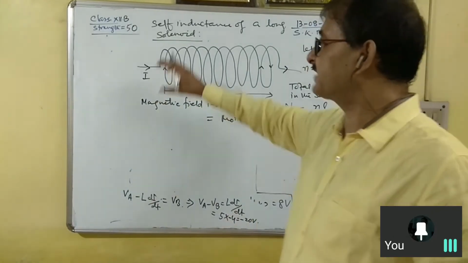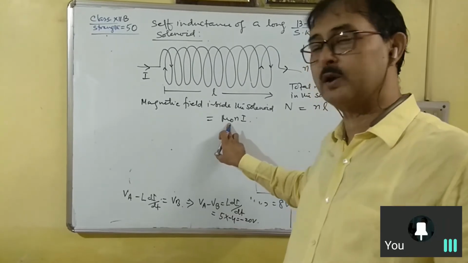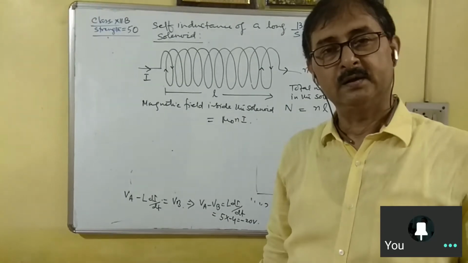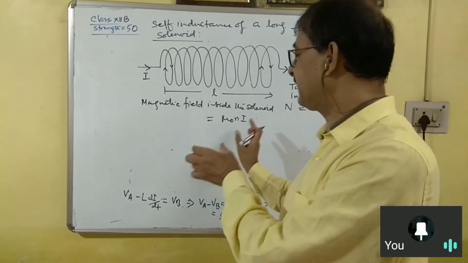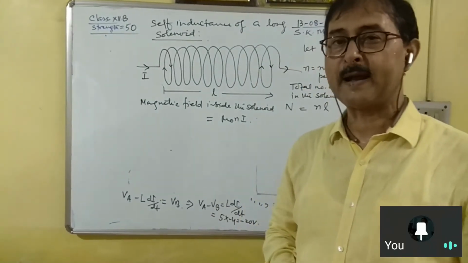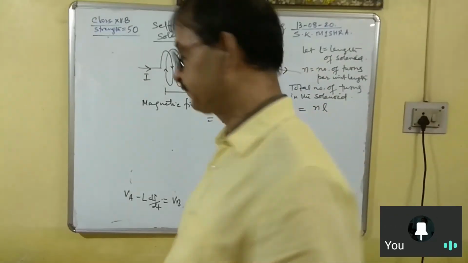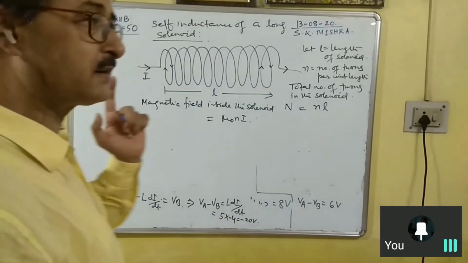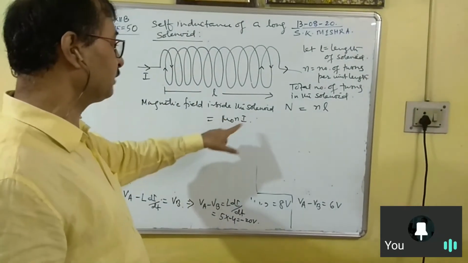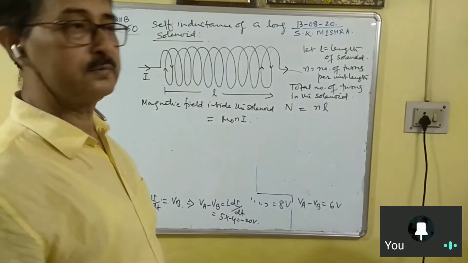You may insert some ferromagnetic material also. Then the term mu r will also be there: mu naught into mu r into n into I. So this expression we have already derived in Ampere's circuital law, magnetic effect of current. Magnetic field inside a solenoid, mu naught Ni. Toroid, solenoid. Are you remembering that solenoid magnetic field? The core is air or vacuum.